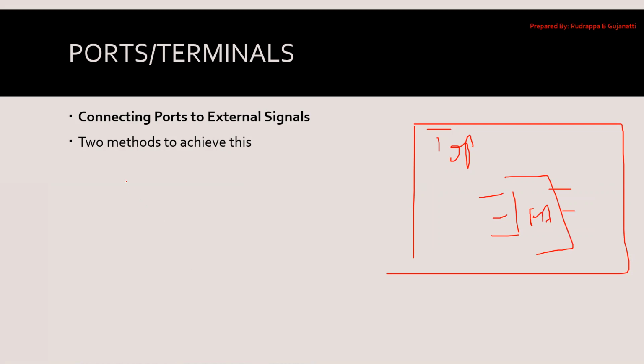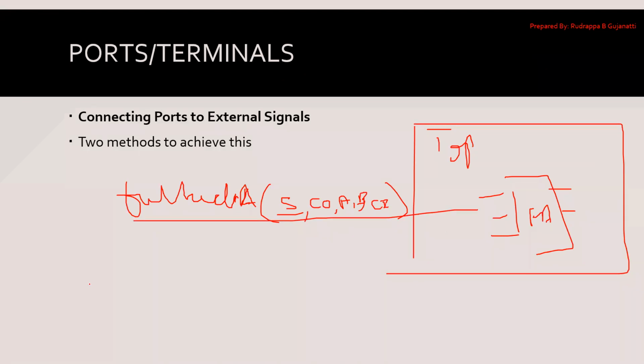So what we had defined was full adder 4, and we had the port list: sum, cout, A, B, and Cin. So these are the things which are present in the port list. Now when I am creating an instance of this, say full adder 4, I am creating a full adder first one, and I'm passing the parameters.